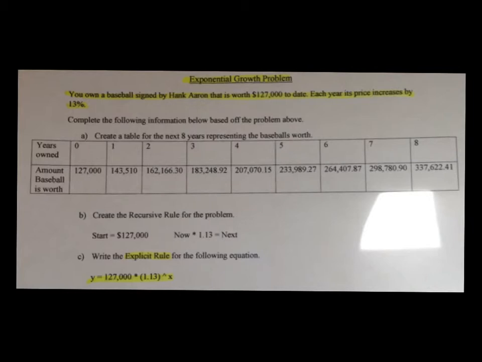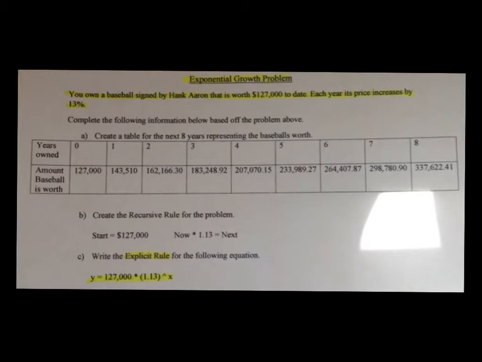So to start out, you have a baseball that is worth $127,000, which increases at a rate of 13% each year. So instead of moving the percentage 2 decimal points to the left and keeping it that way as a decreasing decimal, you would move it 2 decimal points to the left and put a 1 in front of the decimal point, to make it an increasing rate of 113% instead of 13%.